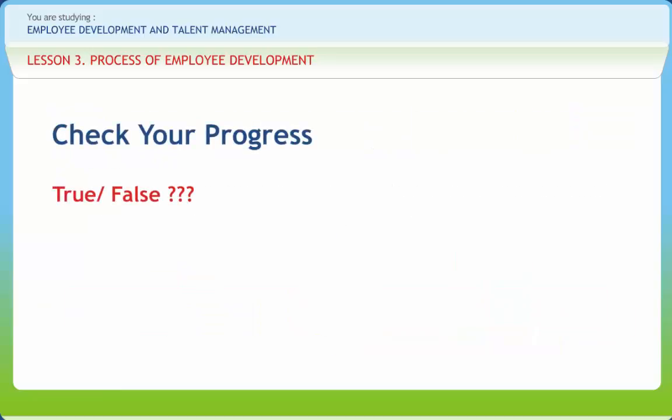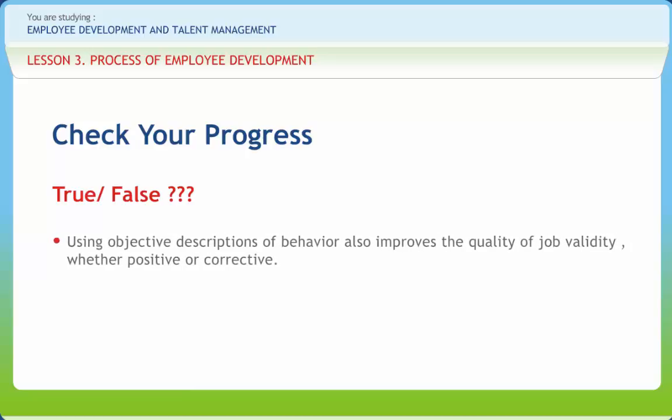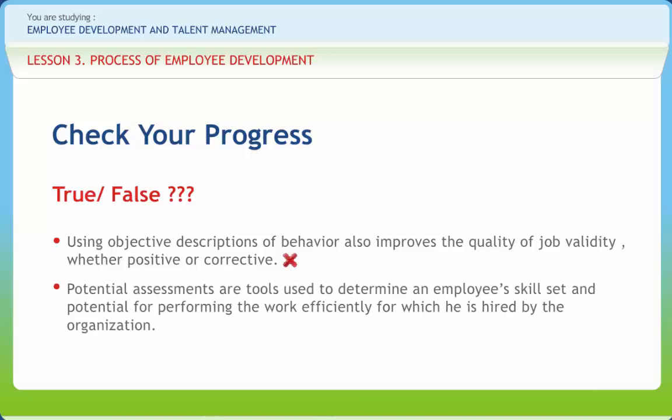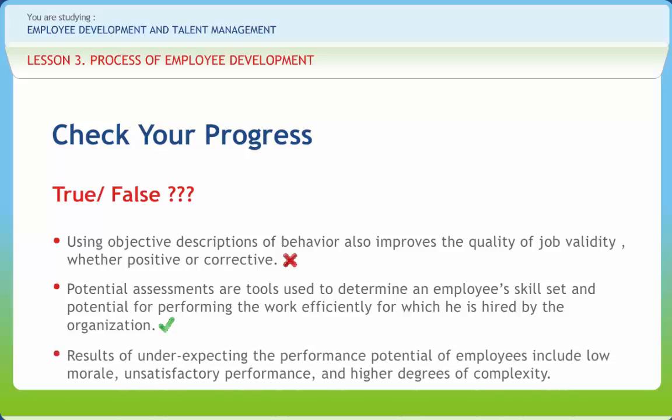Now let us check if we have understood the various concepts discussed in this lesson clearly. Using objective descriptions of behavior also improves the quality of job validity, whether positive or corrective. Right or wrong? Wrong. Potential assessments are tools used to determine an employee's skill set and potential for performing the work efficiently for which he is hired by the organization. Right or wrong? Right. Results of under-expecting the performance potential of employees include low morale, unsatisfactory performance, and higher degree of complexity. Right or wrong?